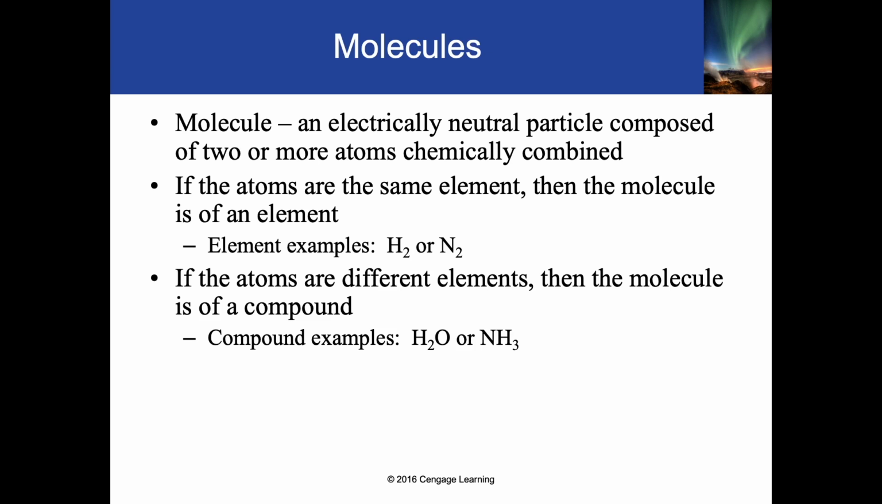Hydrogen is H2, nitrogen is N2, oxygen is also O2. And then all the ones in the halogens, fluorine, chlorine, bromine, iodine, all those are diatomics, right? But if molecules have different elements in them, then the molecule is a compound, right? So compounds are examples here, with water, and then we have ammonia here, which is what you use to clean your windows with.